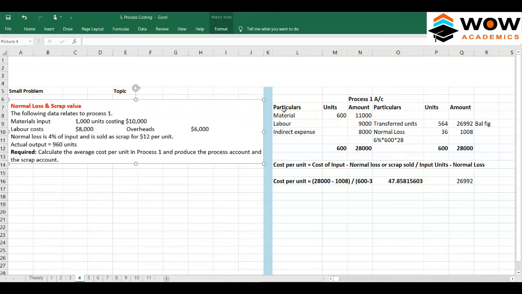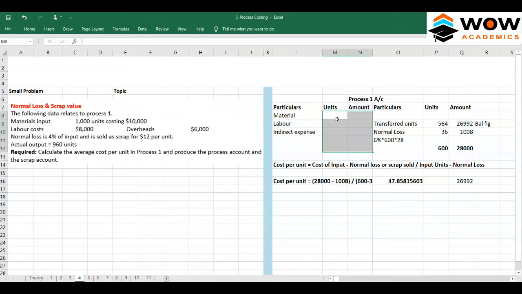Okay, so I think it is typically like what we did earlier, the same sum only here, but it's just for repetition purpose we have it. So we'll start. So it's going to be 1000 units and 10,000 is the material cost, 8,000 is labor cost, and 6,000 is overhead cost. And the total is 24,000.